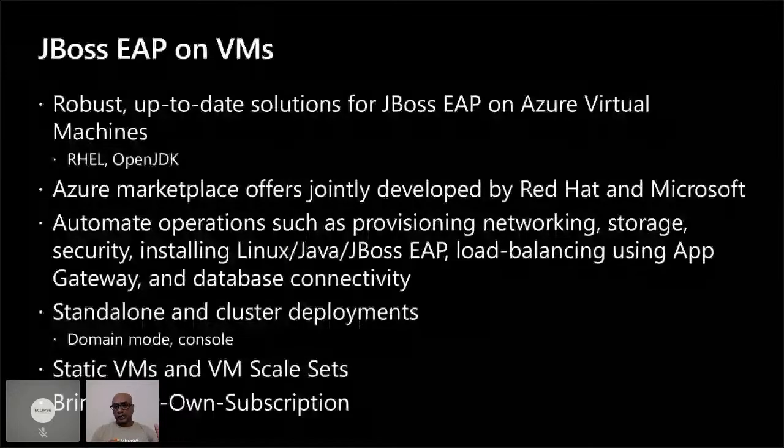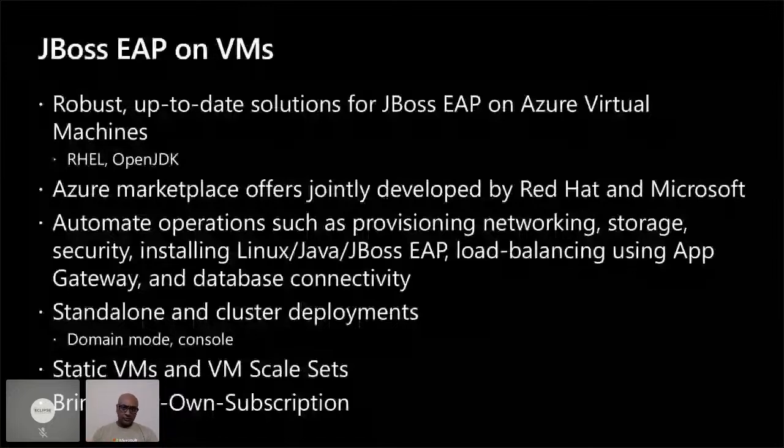We also do, as a next step, the marketplace solution templates. Specifically, what those provision are the VMs themselves, the networking around that, the storage that is required for a basic VM, some intelligent defaulting there, basic security in terms of a firewall around the VMs, and installing, of course, Linux, Java, and JBoss EAP itself. If you wish, I'll show you in a moment, but you can also automate things like, hey, I want to create a cluster of JBoss EAP instances and put a load balancing solution in front of that. Today we support Azure App Gateway, which is one of the main load balancing solutions in Azure. It will do that for you.